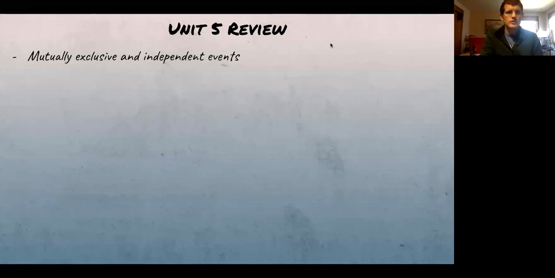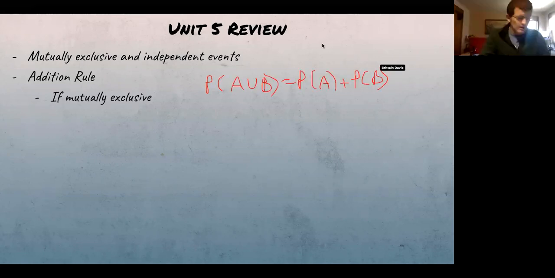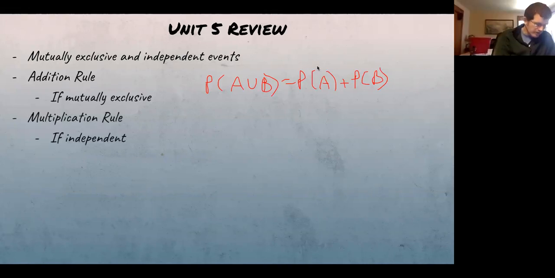And this deals with mutually exclusive and independent events. The key thing there is that if they are mutually exclusive, we can just use the addition rule. That says the probability of A or B is equal to the probability of A plus the probability of B. Pretty straightforward. If you have independent events, you can just use the multiplication rule that says the probability of A and B is equal to the probability of A times the probability of B.